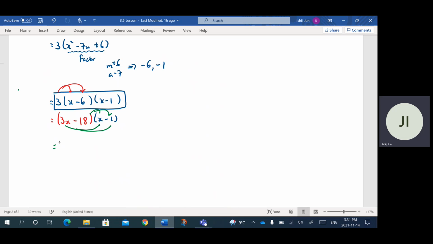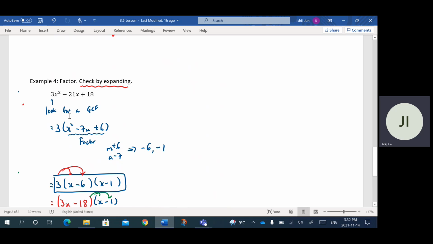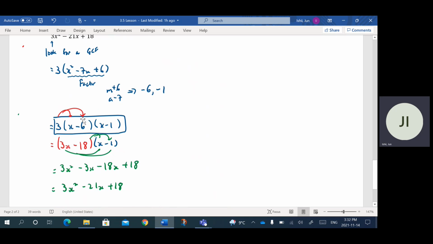So this is going to equal 3x squared. Outside: 3x times negative 1 is negative 3x. Inside: negative 18x. And negative 18 times 1 is positive 18. So this is going to equal 3x squared minus 21x plus 18. And let's just make sure that's what we started off with: 3x squared minus 21x plus 18.